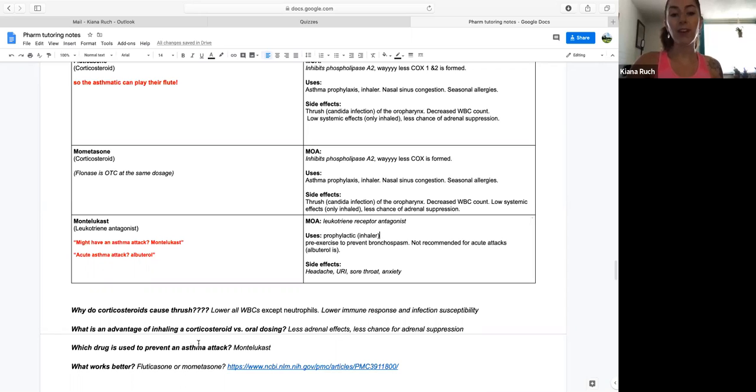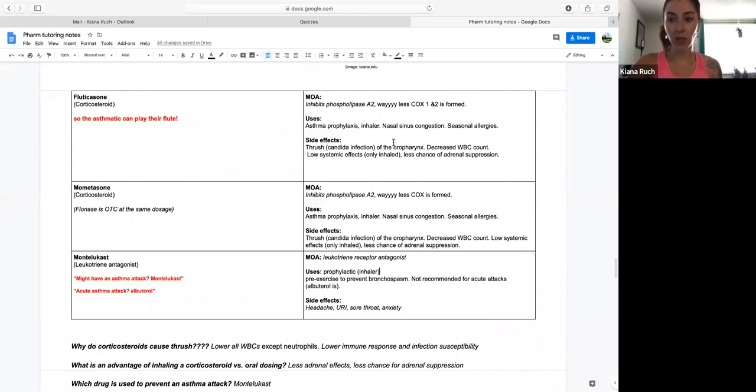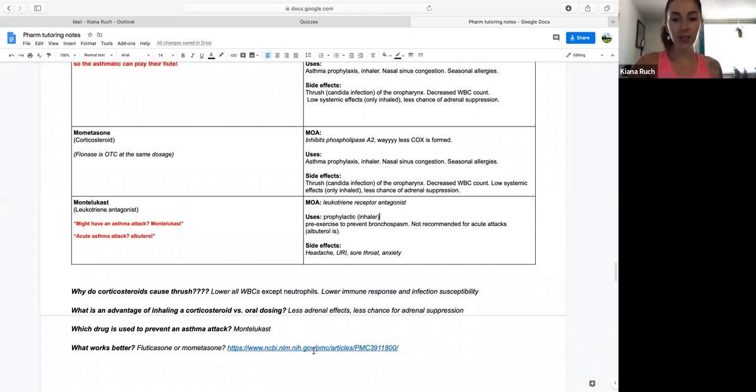Which drug is used to prevent an asthma attack? Montelukast. And I actually put a little mnemonic here. Might have an asthma attack, Montelukast. Acute asthma attack, albuterol. Remember that. And this is not really a question here to end, but it's interesting. What works better, fluticasone or mometasone? Obviously, they're very similar. Mometasone is over-the-counter, available as Flonase. But when you read this PubMed research article, you'll actually see that their efficacy is very similar. So the drugs can be used interchangeably.